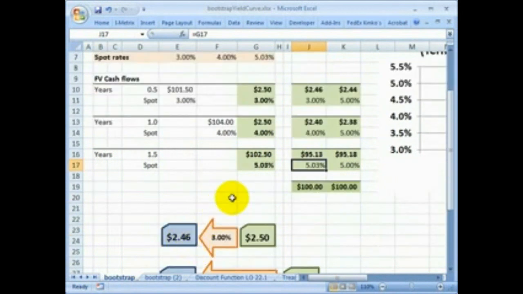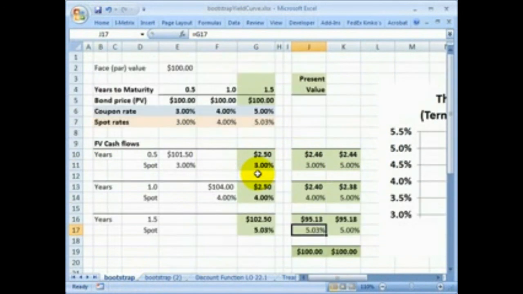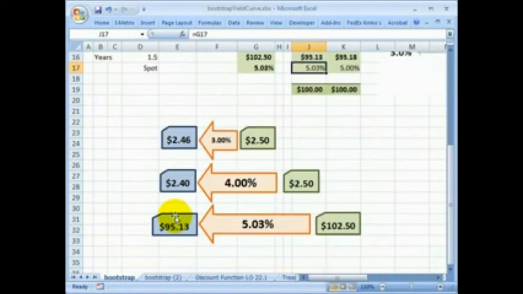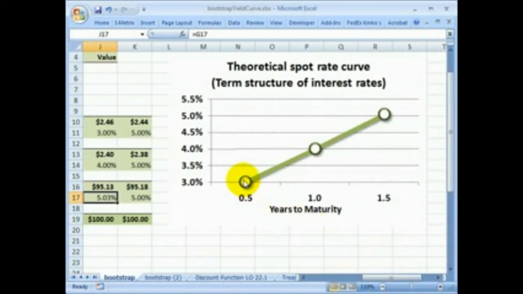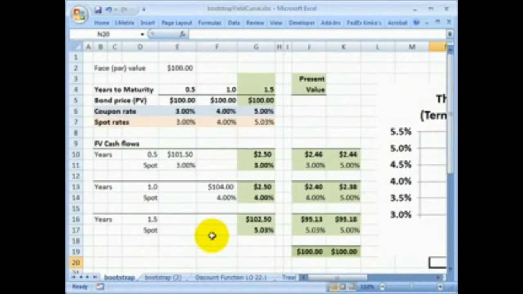And so that's really all the bootstrapping is. You can see we could continue. We can continue this logic out at the 2-year maturity and so on. And so this is just a graphic to illustrate what we've done here. Here are the future value cash flows, and then the discount rates get us back to these present values. They have to sum to the price. And over here, I have a really zoomed in plot of that theoretical spot rate curve, which is informed by those theoretical spot rates. And so that's really bootstrapping in a nutshell.